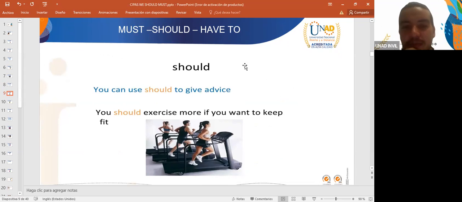Entonces tenemos should, que significa algo así como debería. Sí, es mucho más relajado, es mucho menos severo que el must o el have to. Es como más como un consejo de panas, de amigos, como que ya debería hacer tal cosa, una recomendación, ¿listo? Es mucho más relajado que los dos anteriores. Los dos anteriores se parecen mucho, okay?